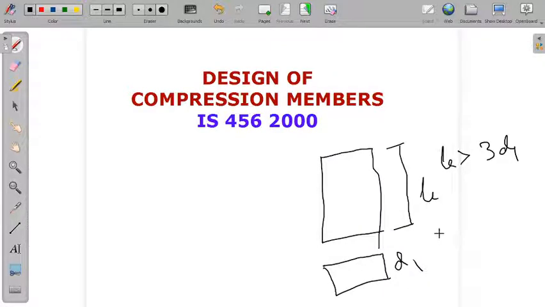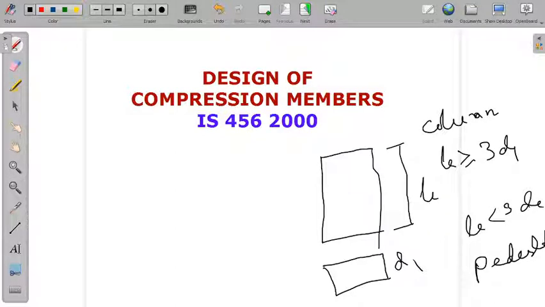If it is not greater than 3D1, then it is called a pedestal. A member whose effective length is less than 3 times the least lateral dimension is called a pedestal. So, if it is this one, then it is called a column. If L effective is less than 3D1, then it is called a pedestal, P-E-D-E-S-T-A-L. Remember it. Anyway, our target is to design the compression members.